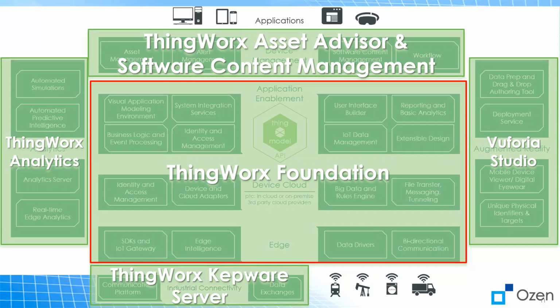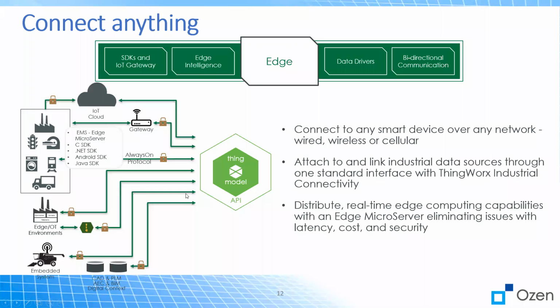On the left side, we have the Thingworx Analytics, which has a lot of analytics capabilities and machine learning, trying to make sense of that ocean of data that you have. And also at the bottom, you have the Thingworx Kepware server, which gives you the ability to get connected to different industrial sensors, PLC controllers, etc. Using the Things model and Thingworx, you can connect to anything, especially if you have an edge device, you can be sure that it's consistent and connectable to all the devices you're dealing with.